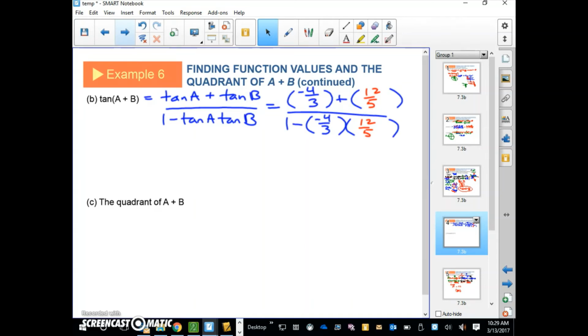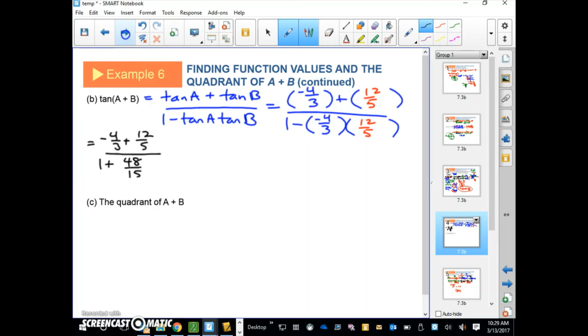I just need to do some algebra to clean this up. And maybe that's the hard part. I don't know. But look what we have. We have negative 4/3 plus 12/5 over 1 plus 48 over 15. Clean up that fraction. And on the bottom, you can multiply 4/3 times 12/5.